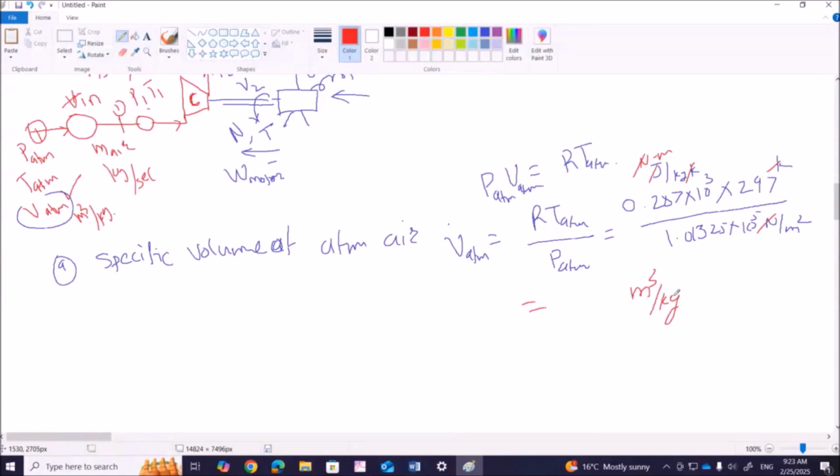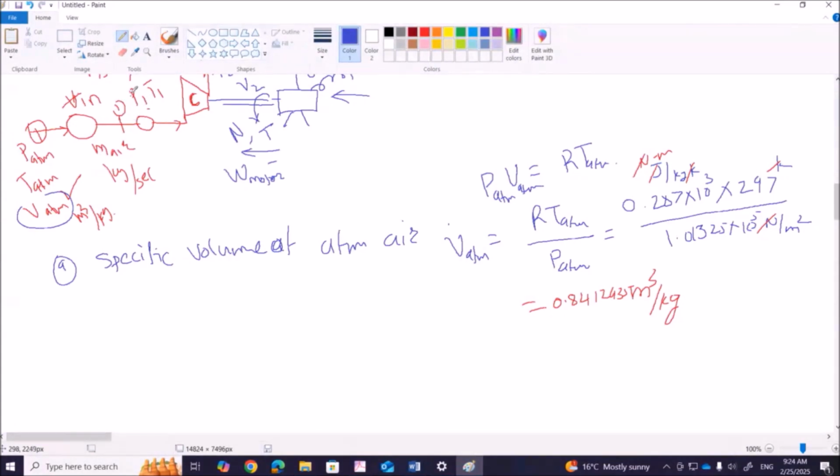If you play with units, there is no chance of mistake. You will find your mistakes. So write the unit also, better practice. So you will get the answer here, 0.841 meter cube per kg.